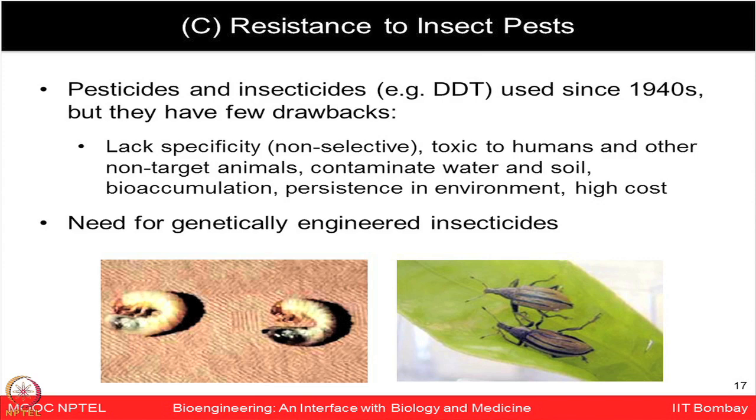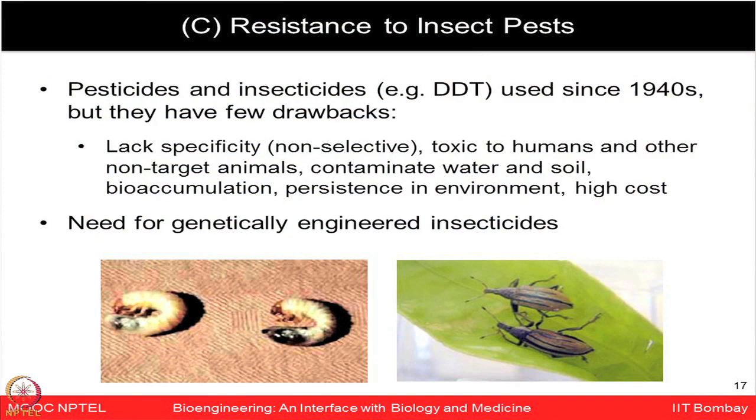A large number of crops, and food crops in fact, get affected by the pests and insects when they are grown in the field. So pesticides and insecticides are used to protect the plants from the impact of these pests and insects, which are very harmful for the plants. However, these insecticides and chemicals are quite detrimental even to human health.